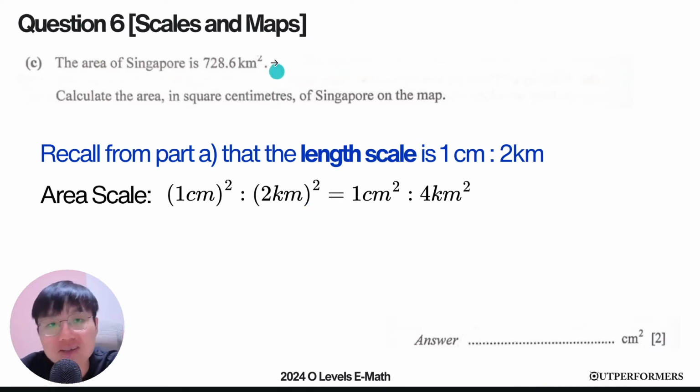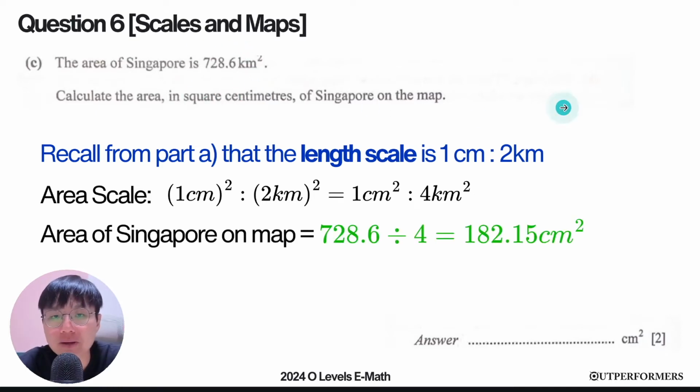Why? Because your question already gave you this in km square. So why would you go and square your 200,000 cm? When you square 200,000 cm and type it inside your calculator, the number is going to be very crazy. So I would rather square 2 than 200,000. So I have 1 cm square to 4 km square here. And since we are given the actual area, convert it to the map by taking 728.6 divided by 4. Now I have 182.15 cm square.